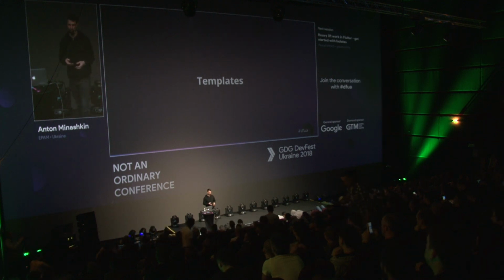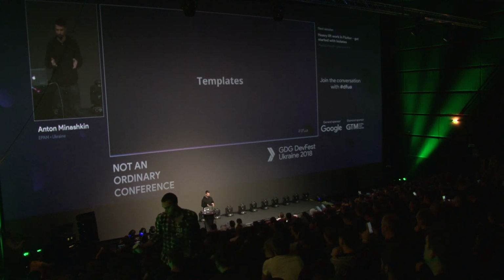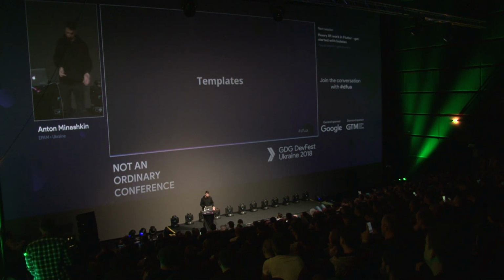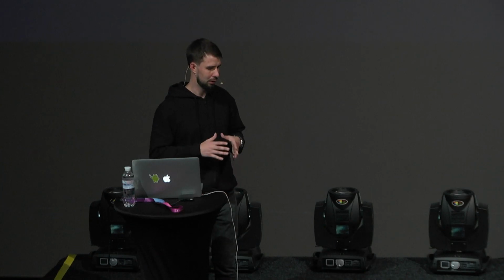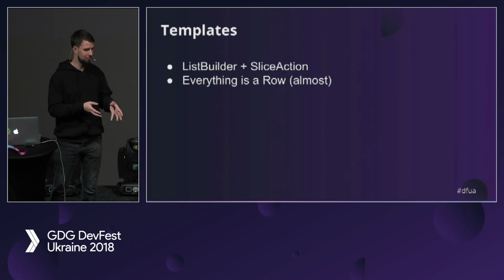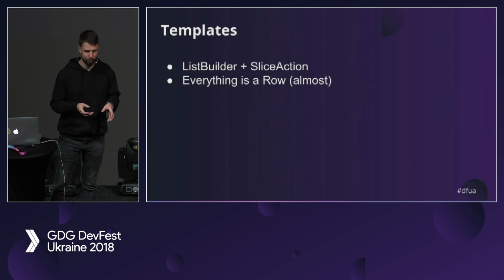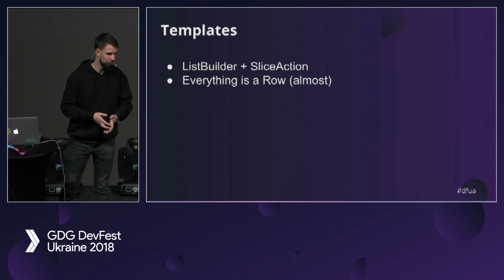And from Kotlin, we can create pretty complex layouts as well. And for this, we have a specific DSL. So mostly it consists of several parts. One part, the biggest part, is ListBuilder, the God object from which we start our layout. And then we have SliceAction. It's any kind of buttons or actions or anything which we need to do with the slice to trigger our application and to do something. And also everything is a row, almost.